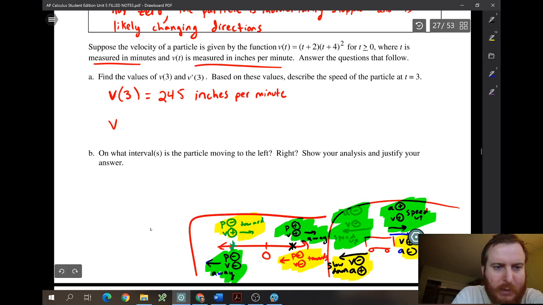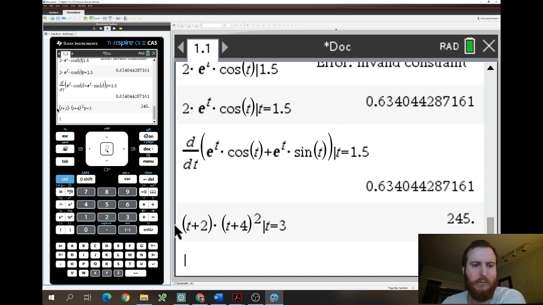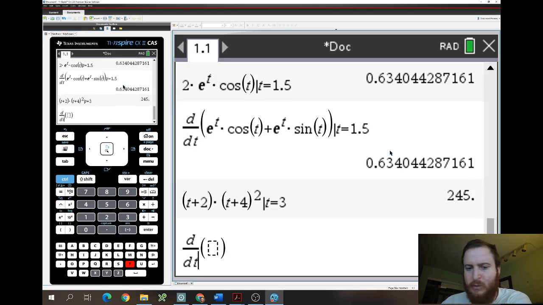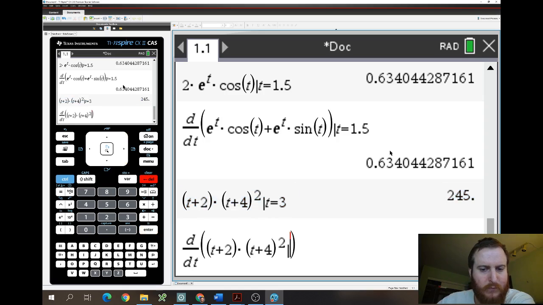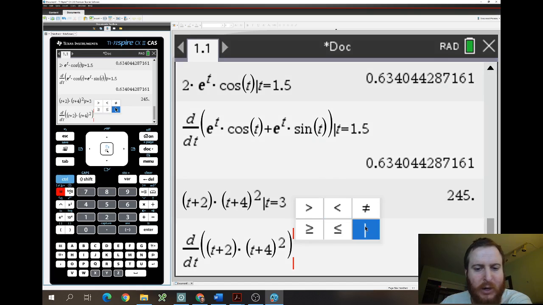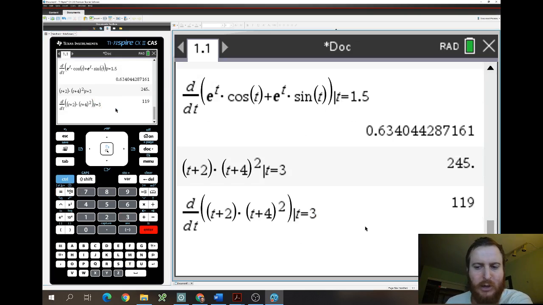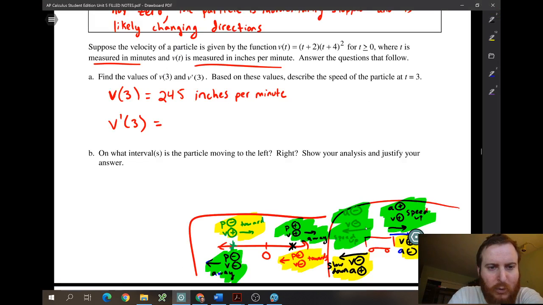Okay, now v prime of 3, we're going to take the derivative and plug in 3. So we will do the derivative. I'm going to use time again. And then I just want this part. I want the at outside of the parentheses. The at needs to be outside of the parentheses. If you accidentally put it inside the parentheses, you'll get 0. So the at time 3 needs to go outside the parentheses. And I get 119.